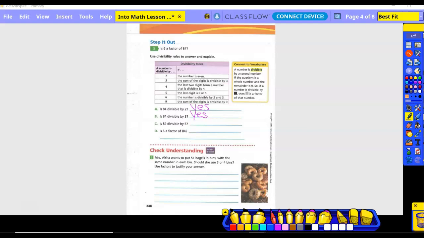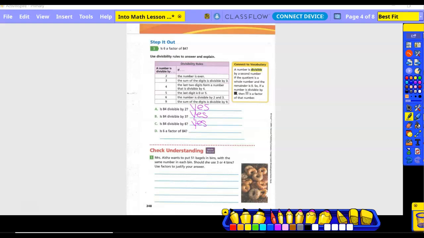Is 84 divisible by 6? Yes. The number is divisible by 2 and 3. So we go back up to the rule for 2 and 3. So 2, the number is even. Is it even? Yes. Yep. And then did it work for the sum of the digits is divisible by 3? Yes. So would 84 be? Yes. Is 6 a factor of 84?